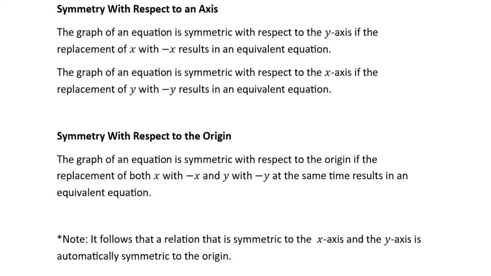The graph of an equation is symmetric with respect to the x-axis if the replacement of y with negative y results in an equivalent equation. Now, if something is symmetric to the x-axis in this way, some kind of a graph that appears this way, then this will not be a function, but we can still have symmetry with a relation.